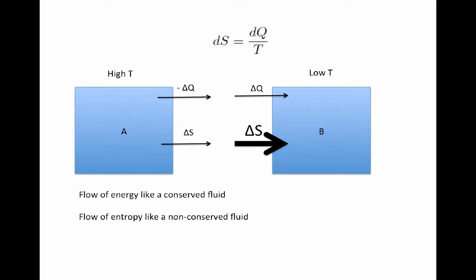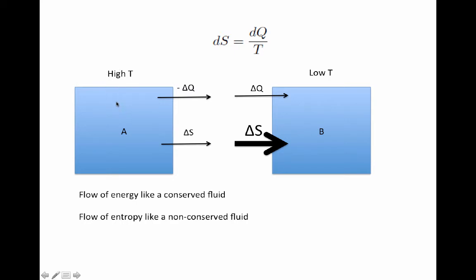Now, entropy is a little different. So you can ask, what's the change in entropy of object A and object B? Well, you just use this formula here. It's delta Q divided by the temperature of the object. Now, delta Q is the same for both objects in this formula, but T is not the same.